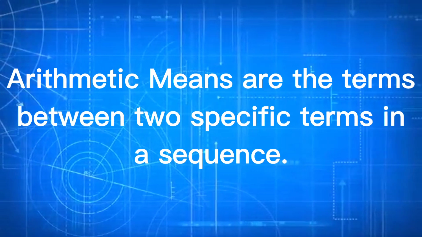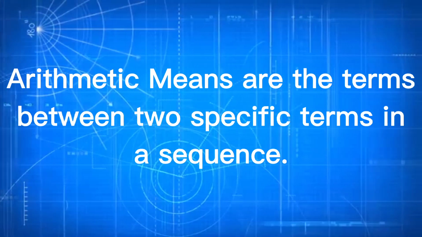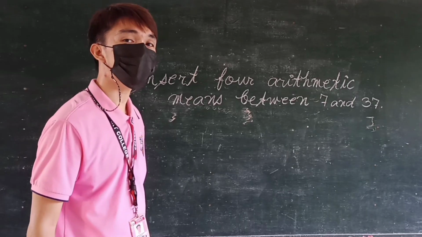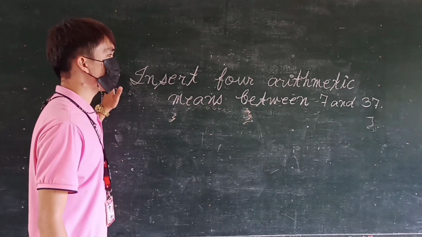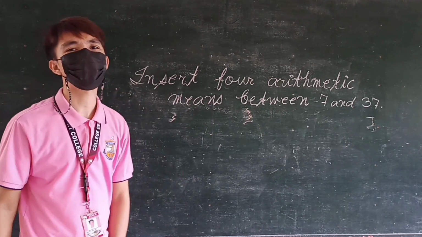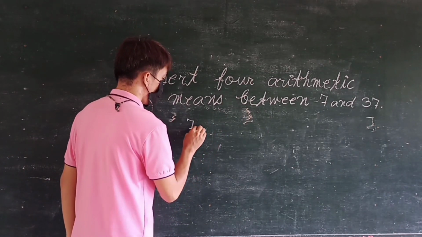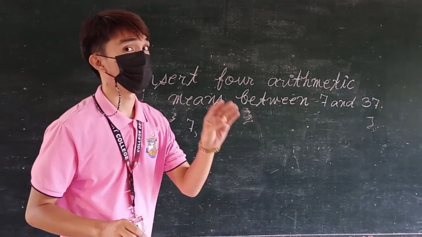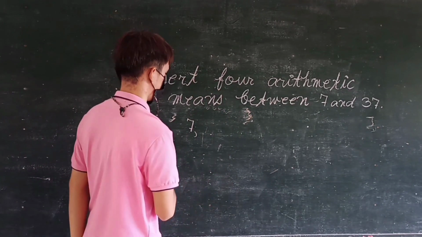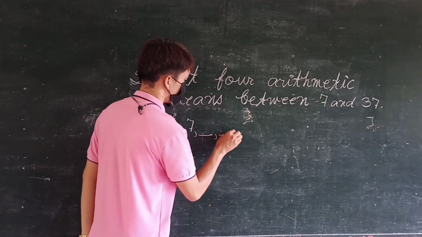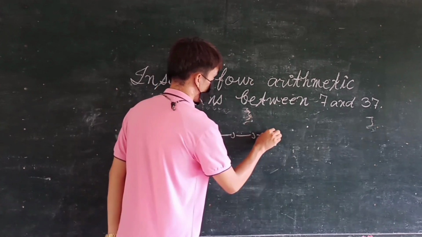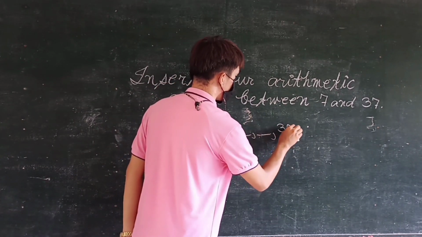It's all about the arithmetic mean. So what is an arithmetic mean? Arithmetic means are the terms between two specific terms in a sequence. First example. Insert 4 arithmetic means between 7 and 37. So let's illustrate this first. So you have the first term 7. And we are going to look for 4 arithmetic means. 1, 2, 3, 4. And we have 37.